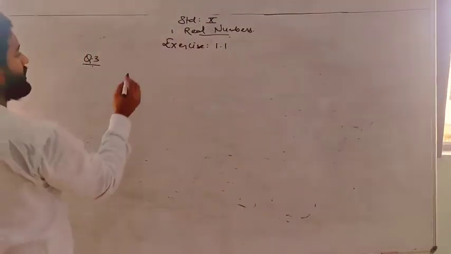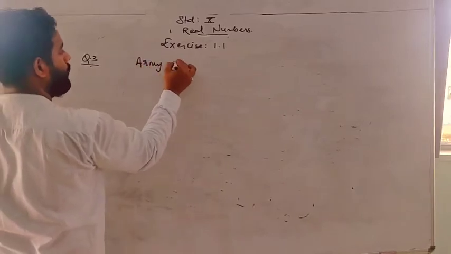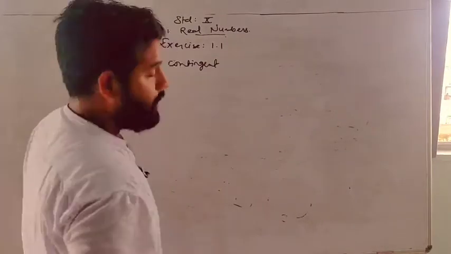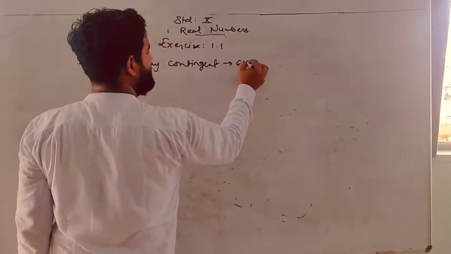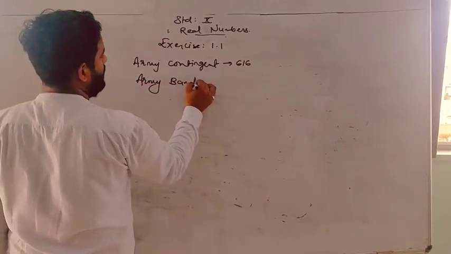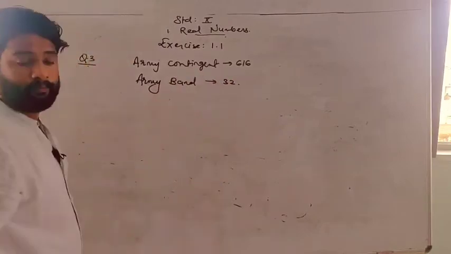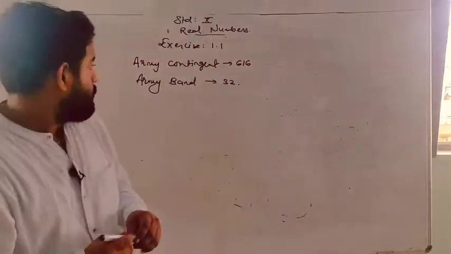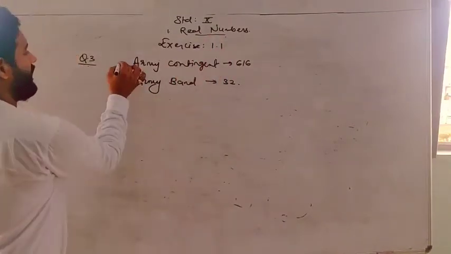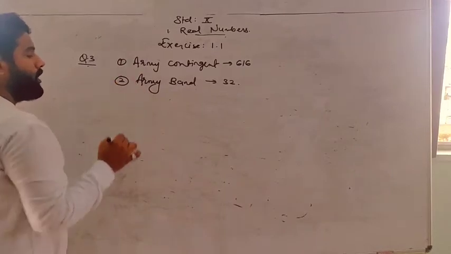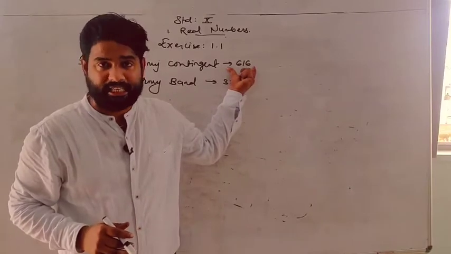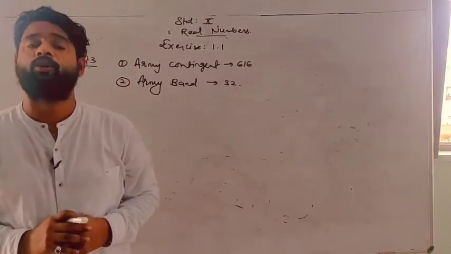Now, one army contingent is there, of 616 members. They have 616 members, and one army band is there, and they are 32 in number. Contingent means you can suppose that it is a group. So you can call it army group number 1 and army group number 2. So there are two different groups of armies. One has 616 members and the second has 32 members.